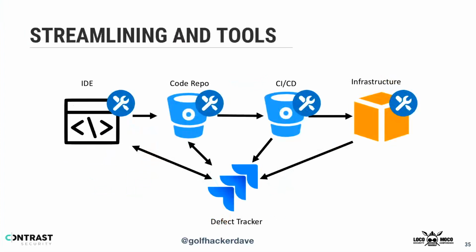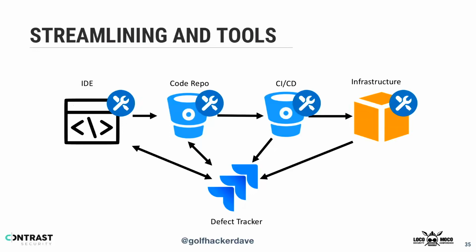And then the streamlining piece. I kind of talked about this earlier. This looks very easy, right? You have your IDE, your code repos, your pipeline, and your hosting provider, which is probably a cloud. Some of you may still be on bare metal, but the key here is they all need to integrate into that single defect tracker.